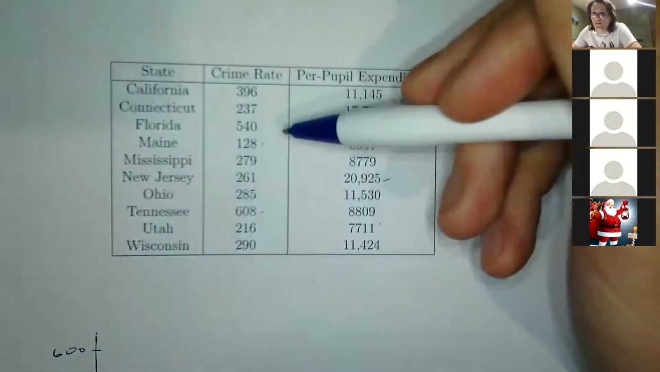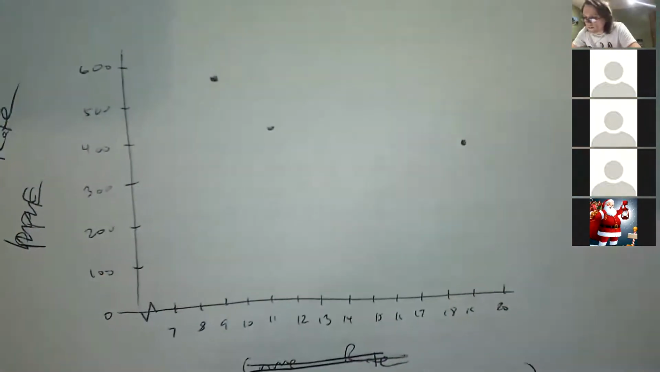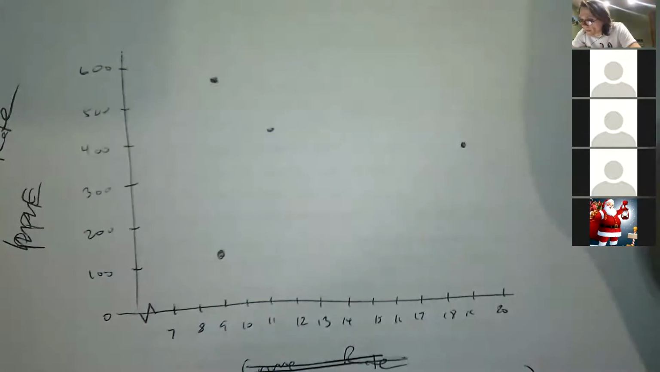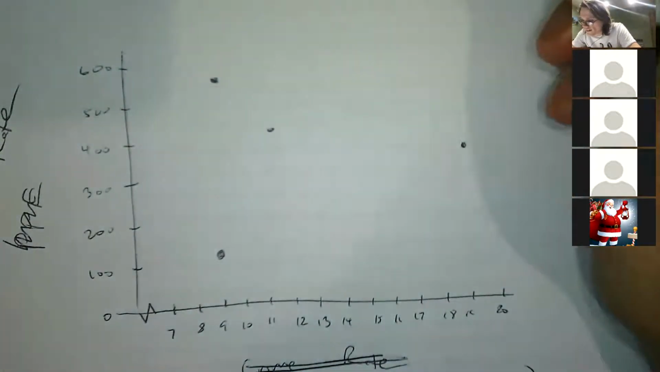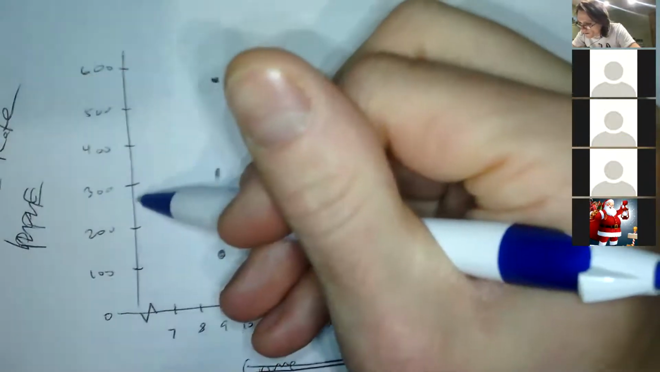Again, we're just doing things approximately. Next, I'll round off. I'm just doing like halves really. 550, 9,000. And then what do we got? Maine is 120 and 9,000. I think Maine might be an outlier. Mississippi, 308, 9,000. I don't know what pattern we see here. New Jersey, 320,000. What is happening? Ohio, 300, 11,000. And again, I'm really rounding pretty bad, but it's just to make my life easy.